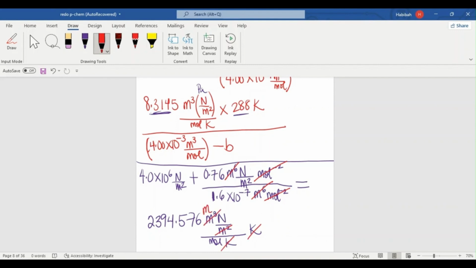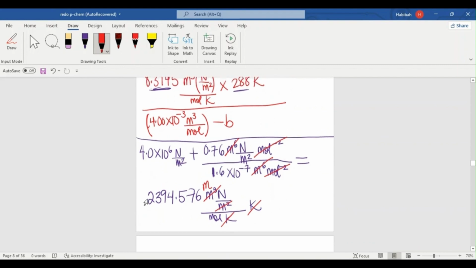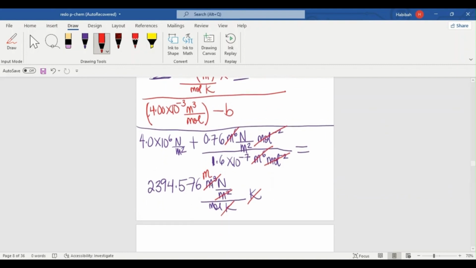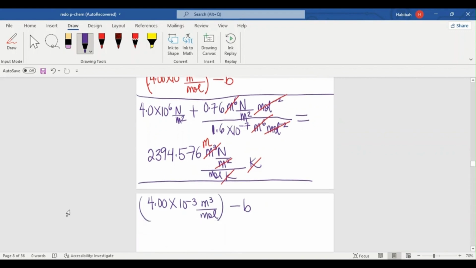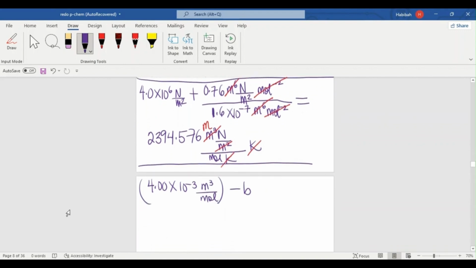So here what you end up with would be different. Of course, this is just the numerator. So I'm going to have divided by here 4.00 times 10 to the power of negative 3 meter cubed minus b. So 4.00 times 10 to the power of negative 3 meter cubed per mole minus b. So this is the denominator. And I'm trying my best not to confuse you guys, honestly. With time, it's going to be easy for you to digest.